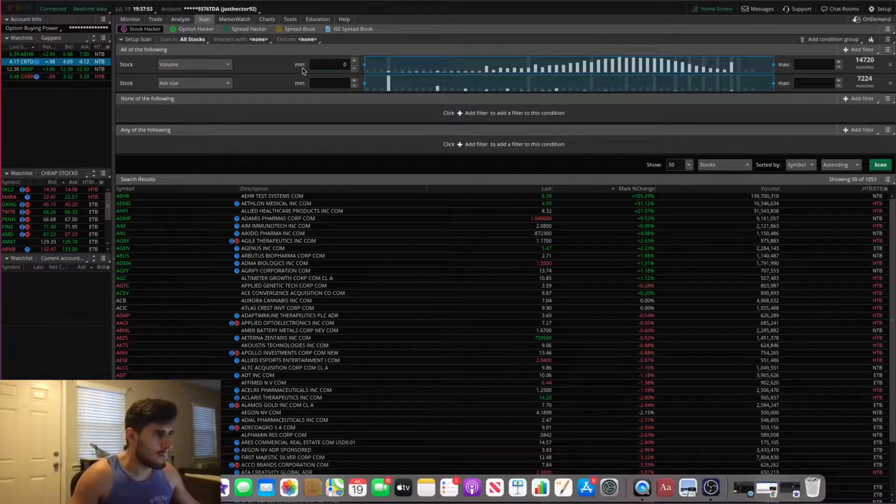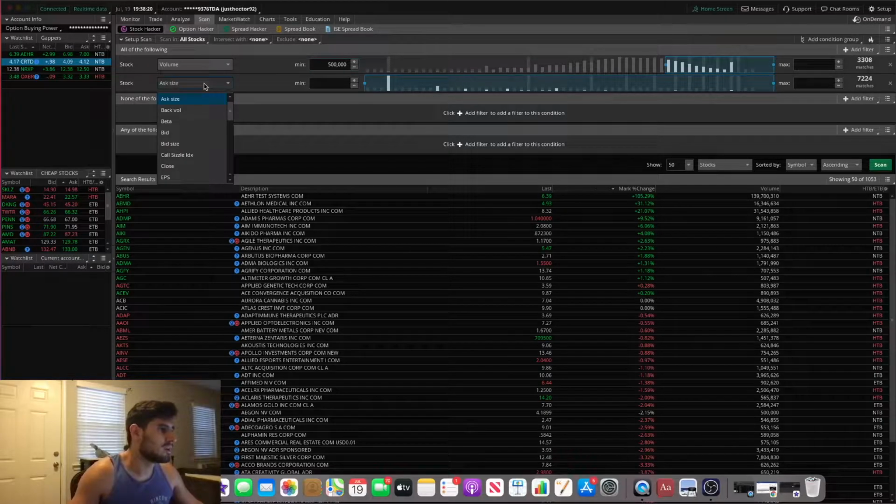So minimum, maximum, I like to keep it at, I want to scan for stocks that are trading at a minimum of 500,000 shares. And over here on maximum, I actually don't put anything there because I don't want to cap it at anything. Sometimes stocks are trading in the tens of millions of shares in the pre-market, and I don't want to put 2 million and then miss out on having those stocks on my scanner that are trading above 2 million in this case.